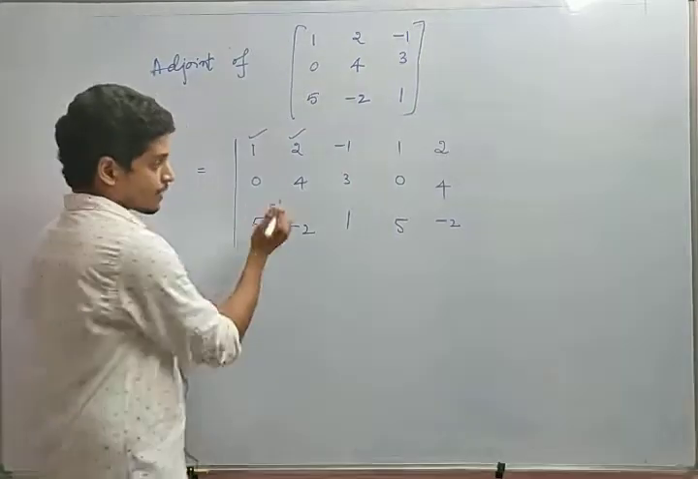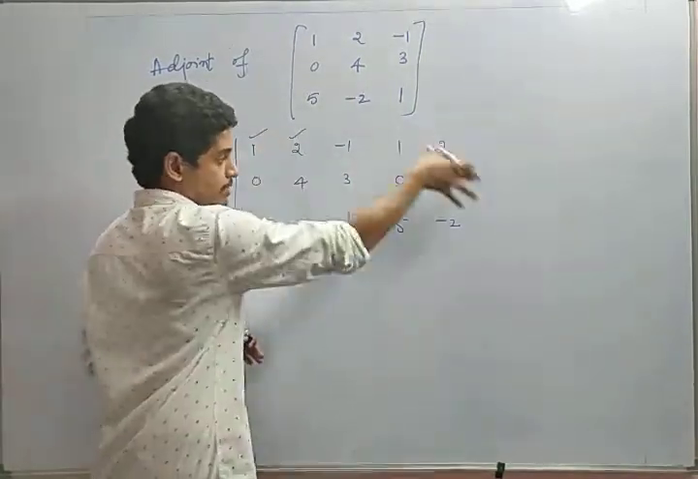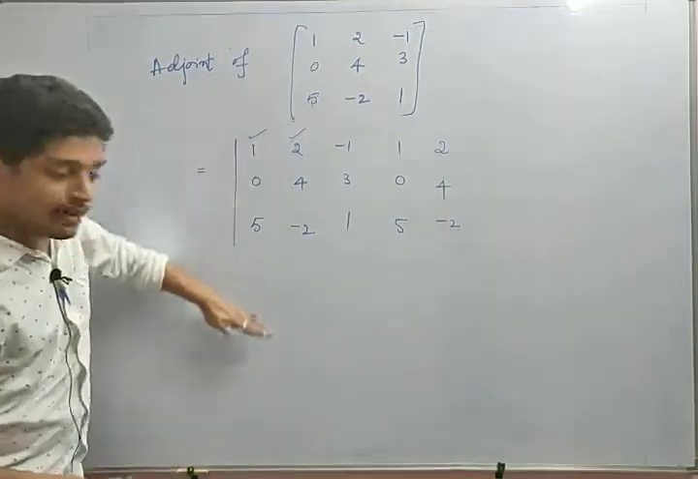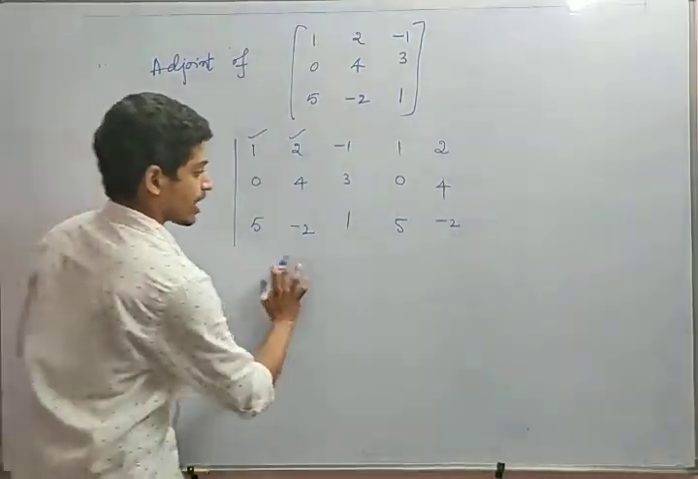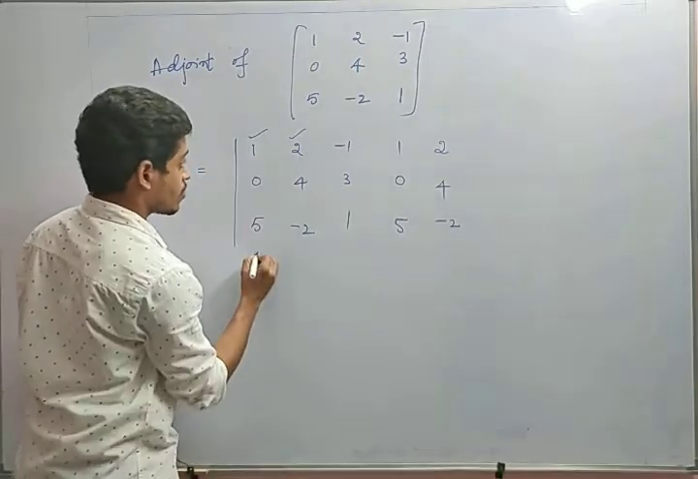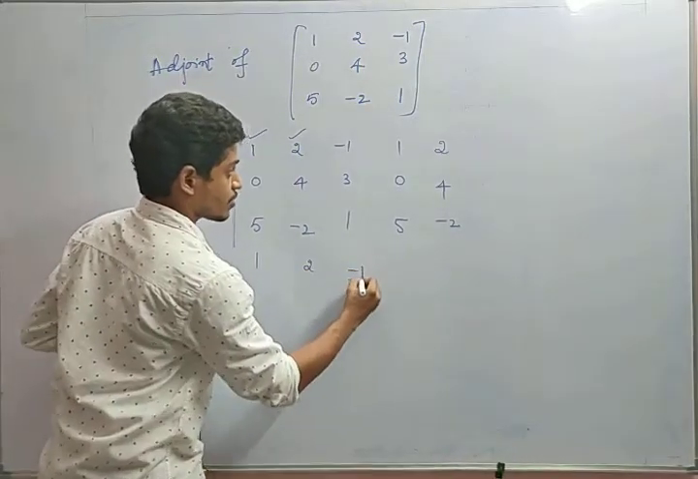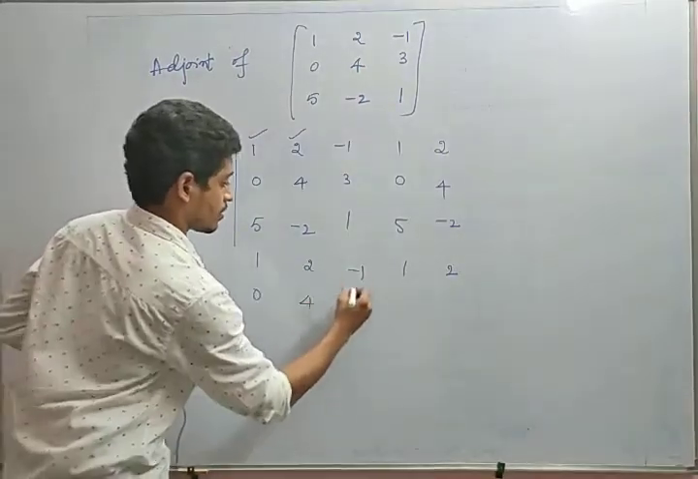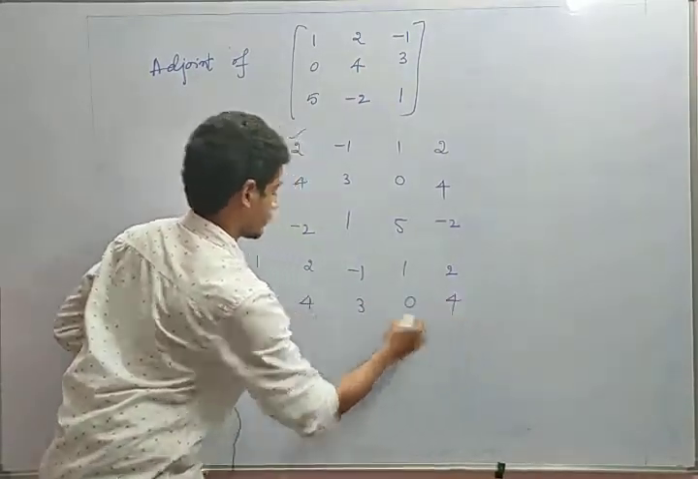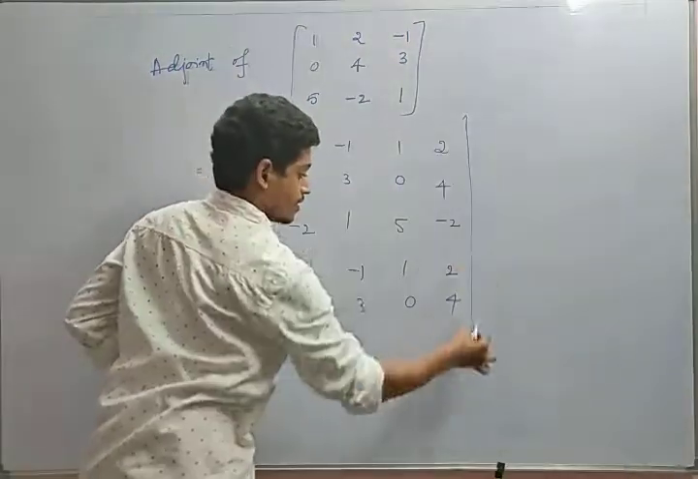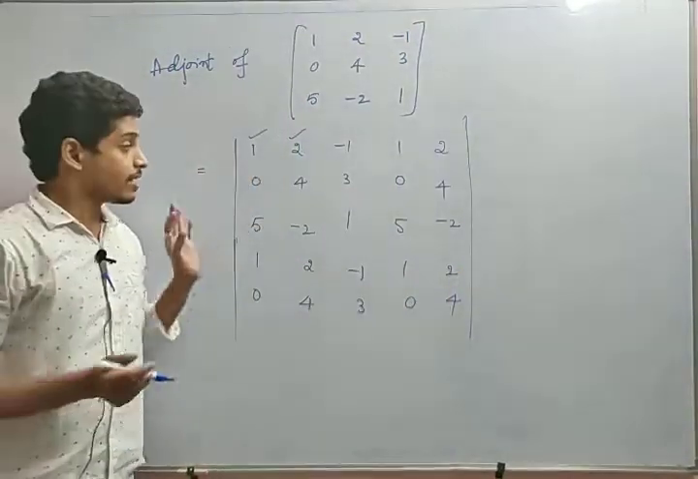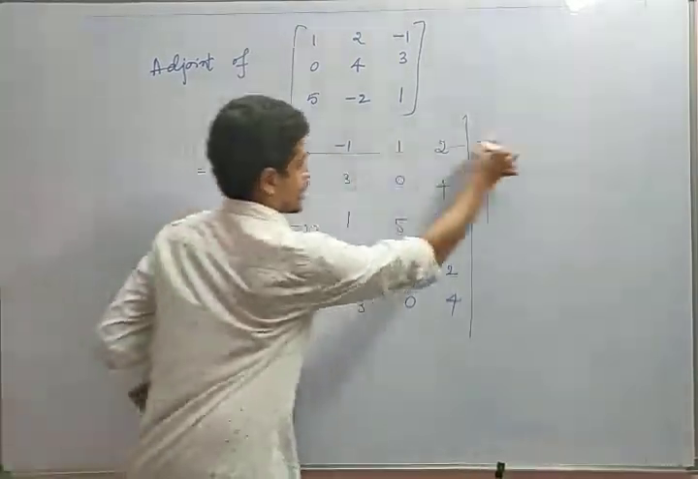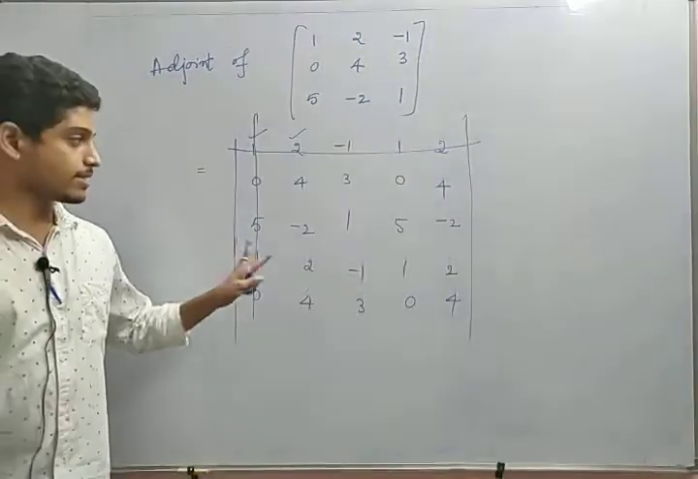Okay. After extending these two columns separately here, now extend the first two rows obtained once again here, right? So again the first two rows as they are: 1, 2, minus 1, 1, 2. Second row 0, 4, 3, 0, 4. Okay, so what we need, we got. See, now what we have to do is eliminate the first column and eliminate the first row. Okay, this is the next step.